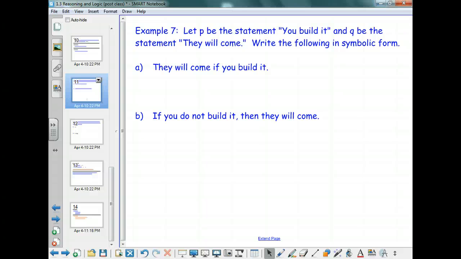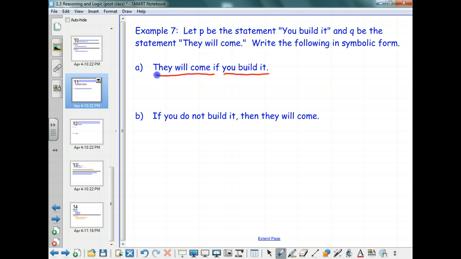Okay, so we're going to take a look at these two statements, and we're going to write the symbols that represent them. Okay, so there's statements in here. This says they will come. That's part of the statement. This says you build it. And we're going to write the implication statement that goes with this. So you don't necessarily look at where they occur in the sentence. You look at where they occur in relation to the word if. What part is attached to the if in this case? You build it.